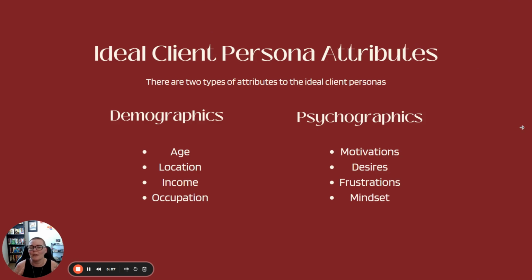Now, there are two different types of attributes that go into ideal client personas. We have our demographics, which are age, location, income, and occupation. These are usually very fixed and numerical things. And then we also have psychographics, so motivations, desires, frustrations, mindsets. This allows you to understand what makes your ideal client tick and if they're going to be an impulse buyer or if you're going to need to nurture them a little bit more within your framework.